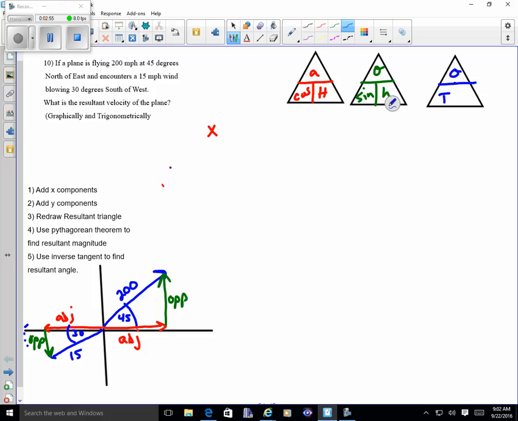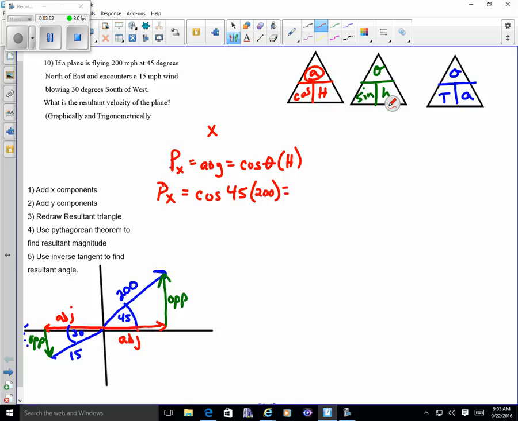And since I'm looking for the adjacent side, and I know the hypotenuse for each one of those triangles, let's find out what is the vector in the x direction for the plane. I'm going to put a little p here, a little px for plane. And I'm going to solve for the adjacent side. Well, let's look at this first triangle. If I put my hand over this A right here, you'll see that the formula for A, the adjacent side, equals the cosine of the angle times the hypotenuse. Let's plug that in. So the plane's x direction equals the cosine of 45 times the hypotenuse, which is 200. And that answer simply gives you 141.